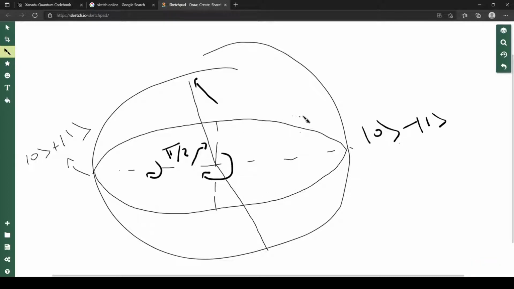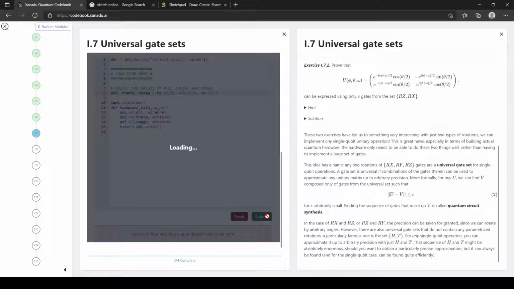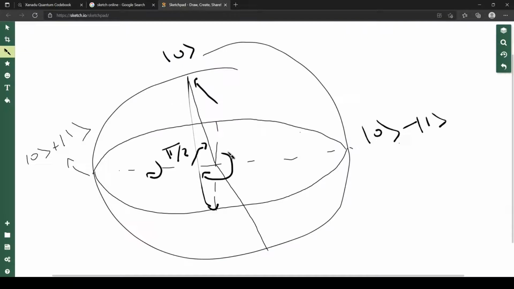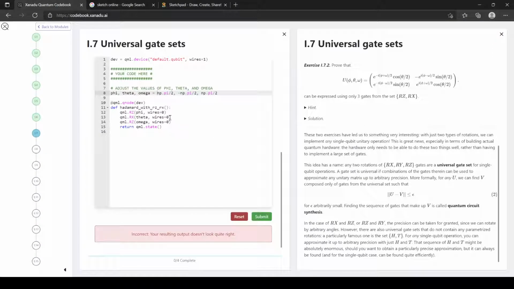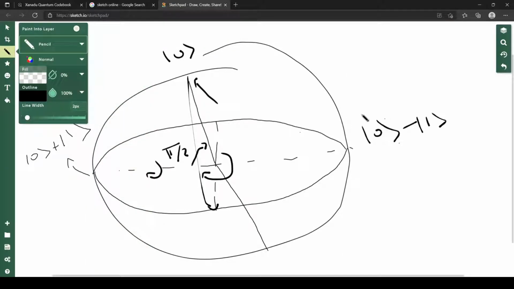Actually, that's probably all the cases. Let's consider the 0 case. So we do RZ, which changes nothing, RX, which maps it to here. And then, okay, so this should be numpy dot pi over 2. Let's see. Okay, this is not right. So in this case for 0, why does it keep doing this? This website is very annoying.